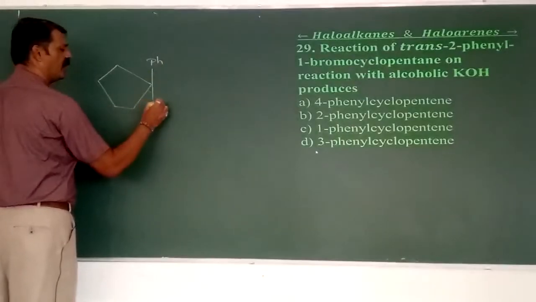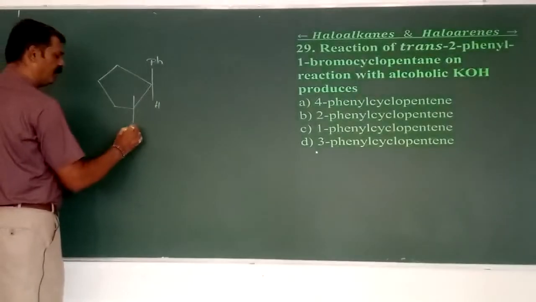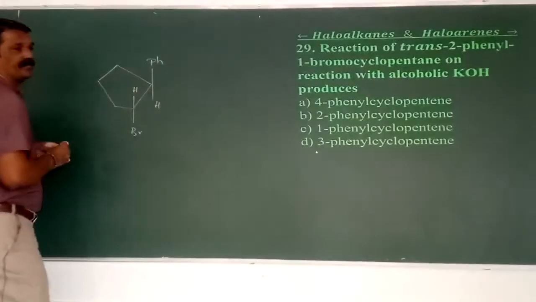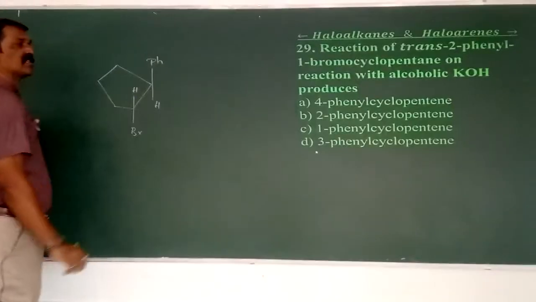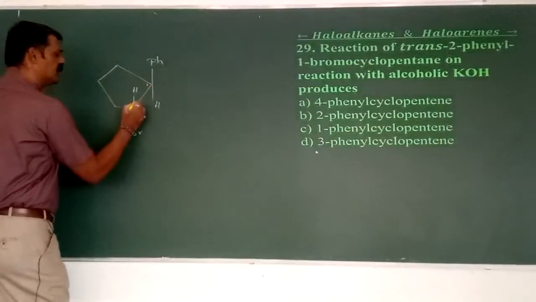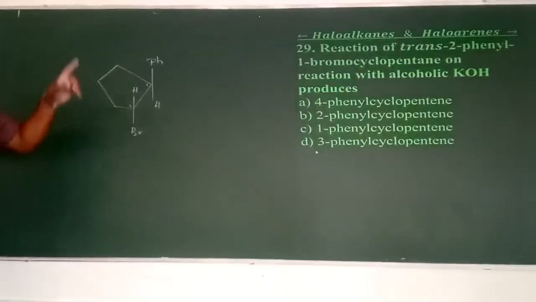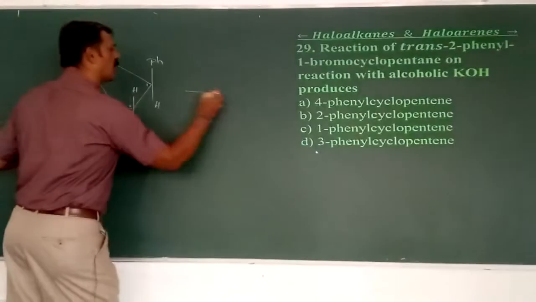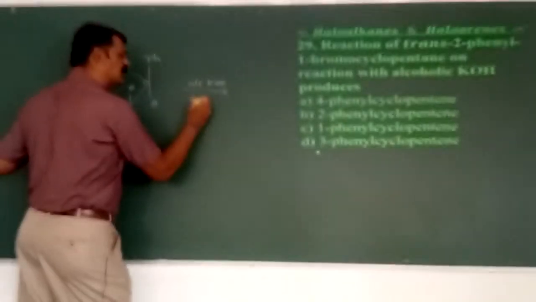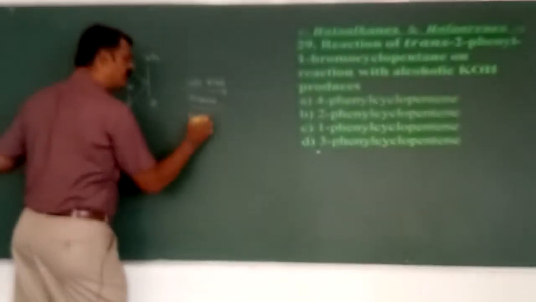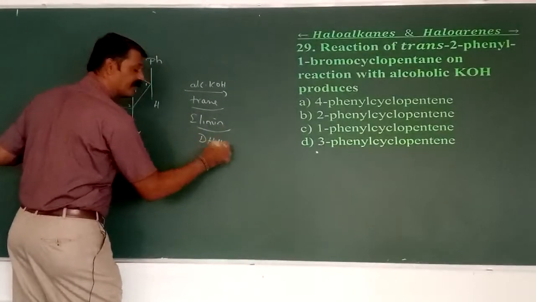1-bromo... Br, H. Here, where the H and the two phenyls are, this is the first carbon atom, this is the second carbon atom. Okay? Then reaction with alcoholic KOH. According to this, as it is trans, it is called an elimination first. Elimination means it is called a dehydrohalogenation.